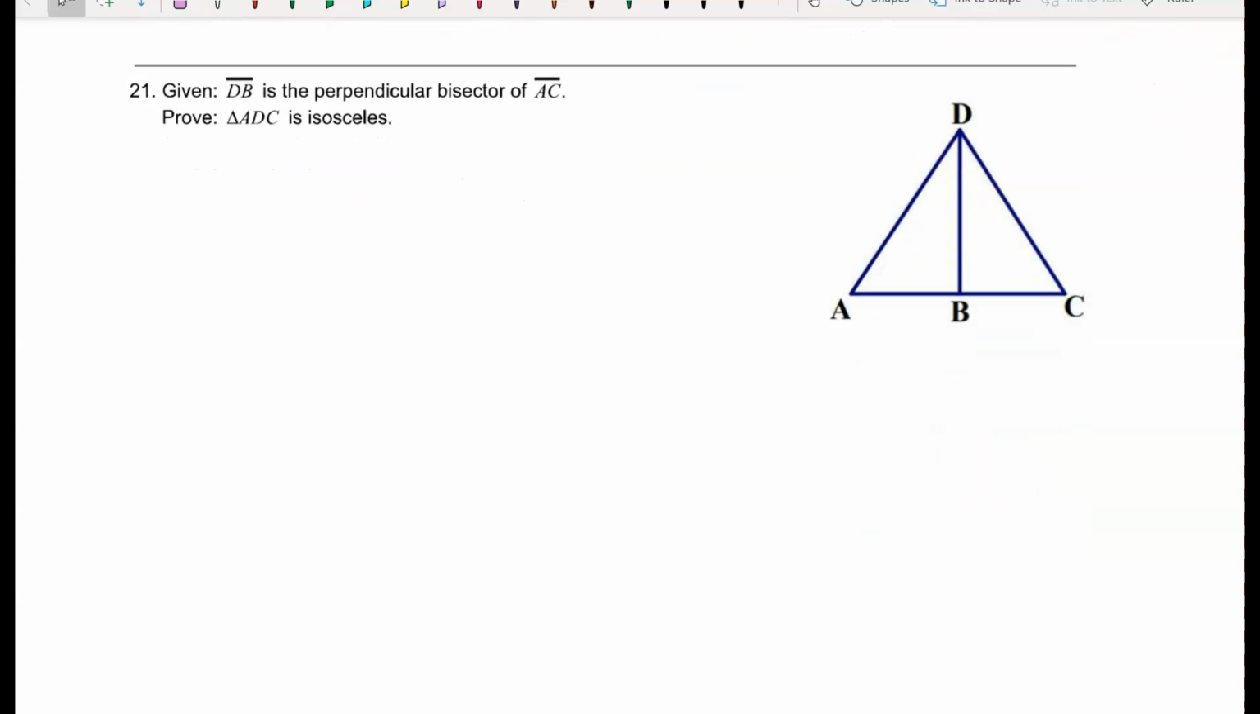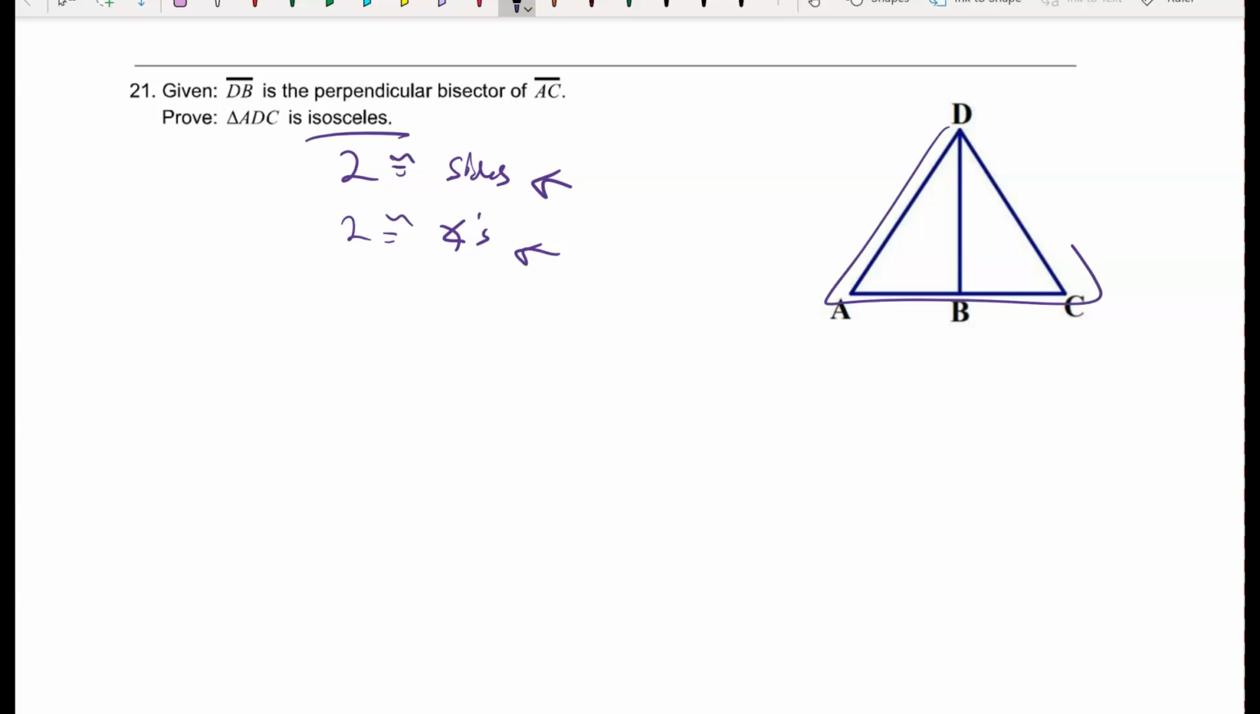Number 21. Given DB is the perpendicular bisector of AC, prove that we have an isosceles triangle there. So this one's going to be a little bit more intensive, because remember that isosceles triangles have two congruent sides and two congruent angles. So if we could show either of these things to be true, we don't need to show both, just one of them, that would be enough to prove that my full triangle ADC is isosceles.